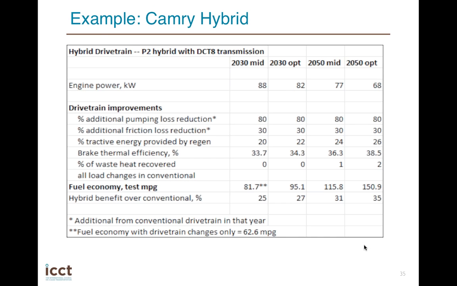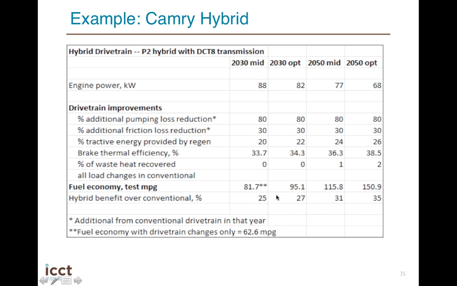Now here again, this is the Camry hybrid where you're adding on the additional. You see the percent tractive energy provided by the regen goes up a little bit over time. This has to do with the higher efficiencies in the electric motors and in the battery pack. And the other thing that we added in the long run is some waste heat recovery. We only did this for hybrids because we assumed that waste heat recovery would need the energy storage system that hybrids had to be effective. And in 2050 mid-range case, we assumed that 1% of the waste heat, about 60% of the energy from gasoline goes out as waste heat. So about 1% gets recaptured and fed back into the system. In an optimistic case, it goes to 2%.